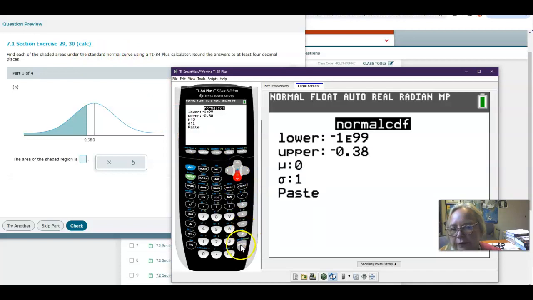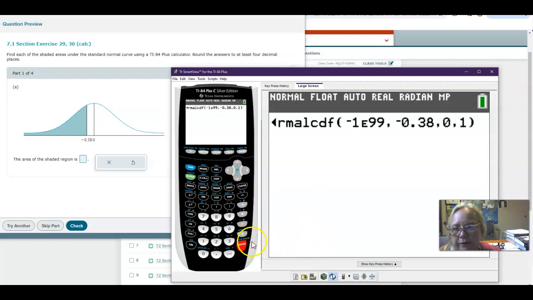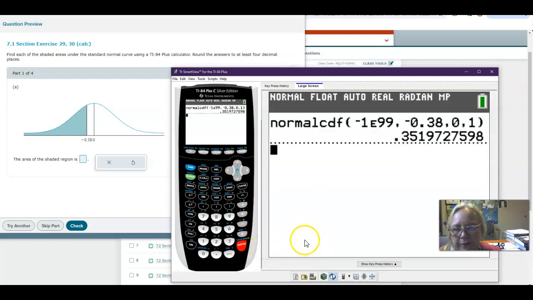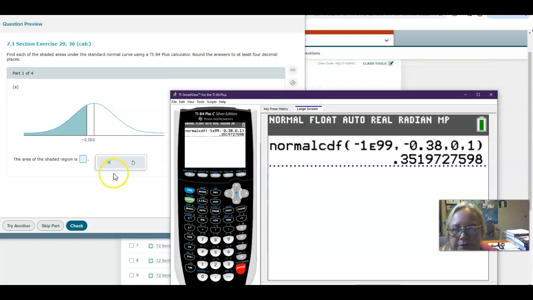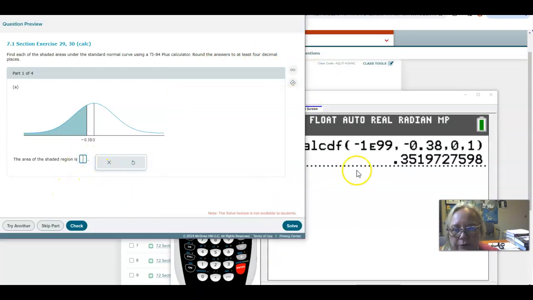We're ready to enter. After you enter the command, you have 0.35197. We need to round to at least 4 decimal places. If I round to 4, the 9 gets 1 added and it becomes 0.3520. So check the answer.